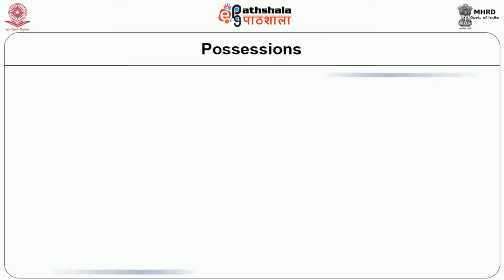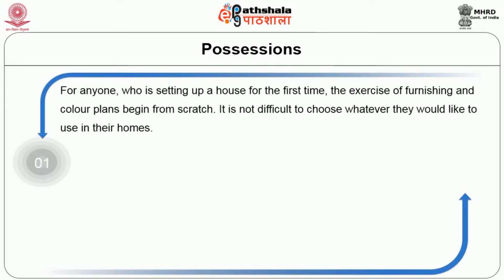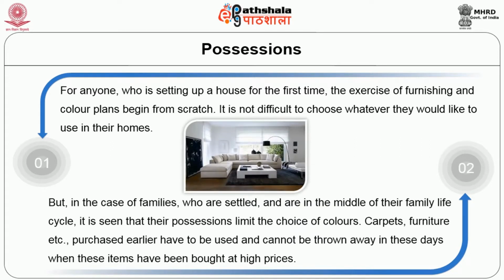Possessions. For anyone who is setting up a house for the first time, the exercise of furnishing and color plans begins from scratch. It is not difficult to choose whatever they would like to use in their homes. But in the case of families who are settled and are in the middle of the family life cycle, it is seen that their possessions limit the choice of colors. Carpets, furniture, etc., purchased earlier have to be used and cannot be thrown away in these days when these items have been bought at high prices.